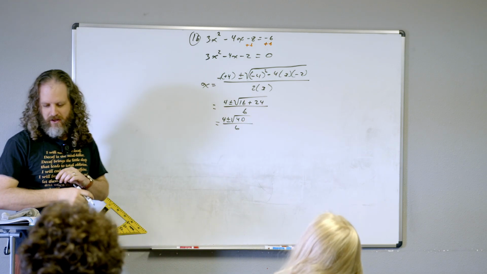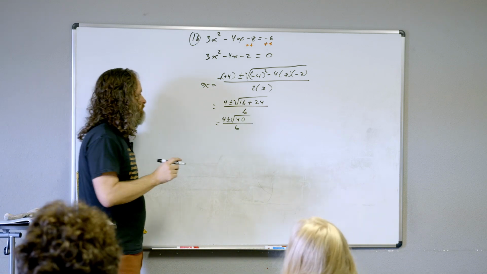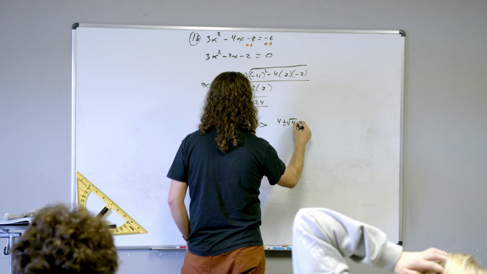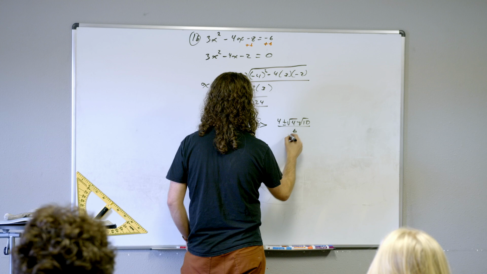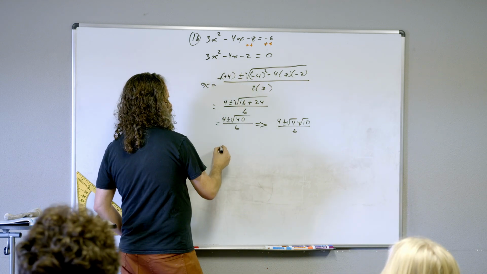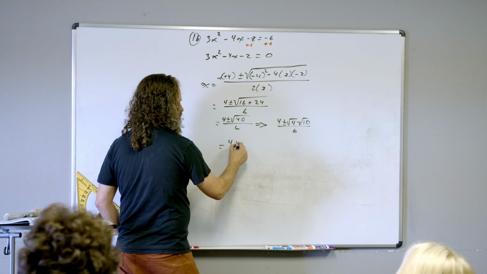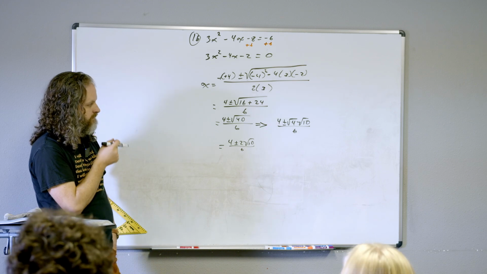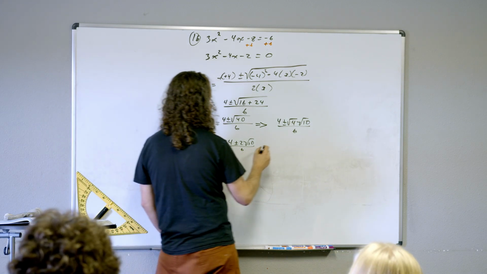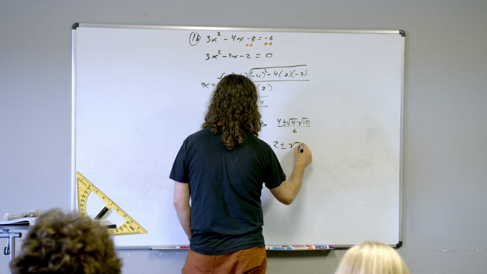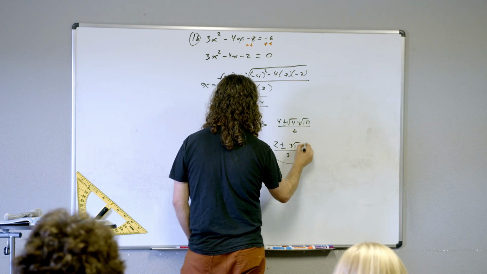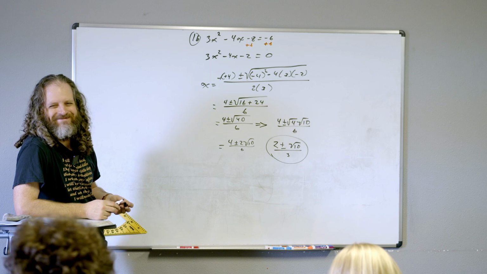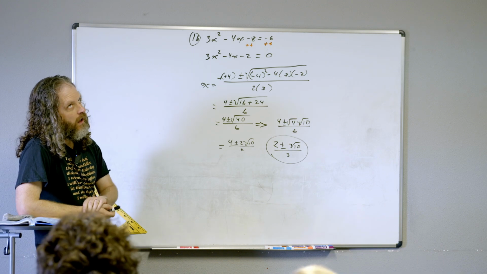Are there any perfect squares that go into 40? 4 times 10. That's a little funny case if you look at it. 2 root 10, 2. Can it be reduced? Yes, by 2. So the final answer is 2 plus or minus square root of 10 over 3. Why did I say 4? I don't know. Because you accidentally subtracted. I just thought of the wrong number.